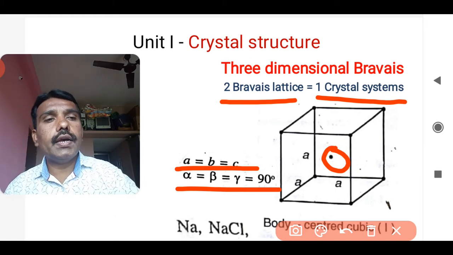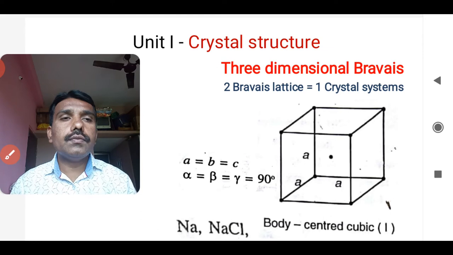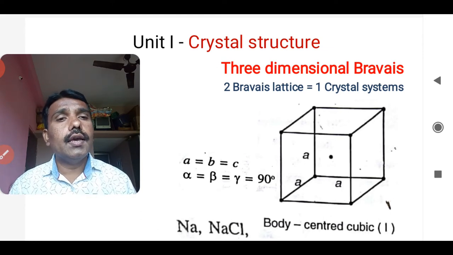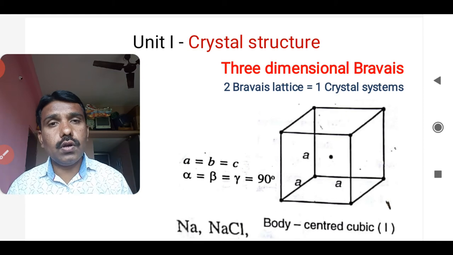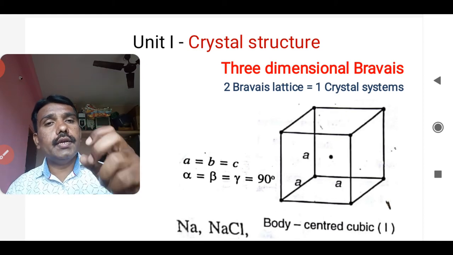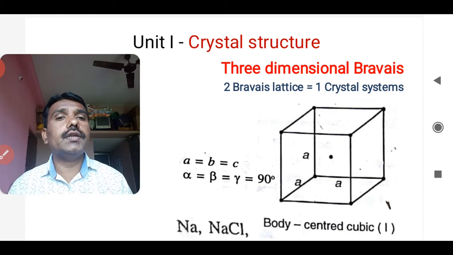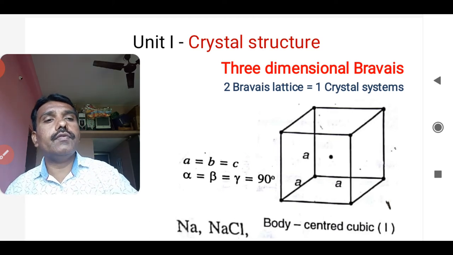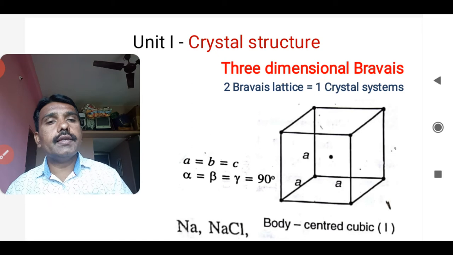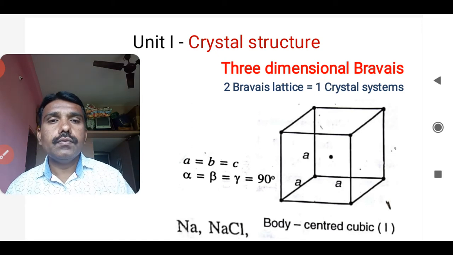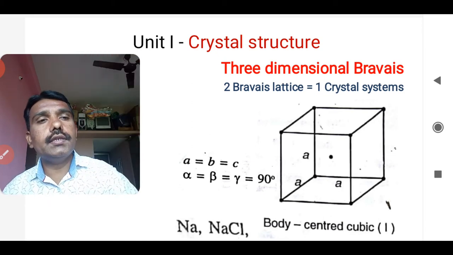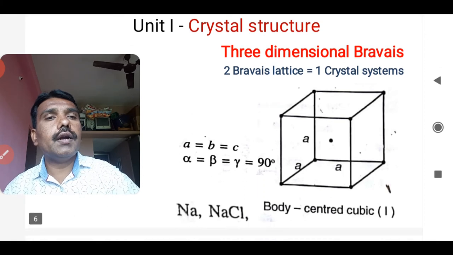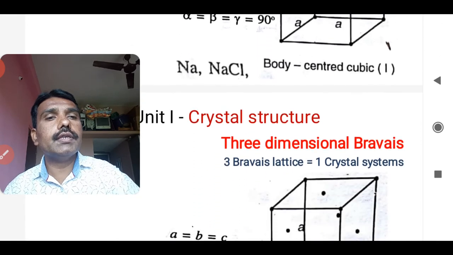That's why such a Bravais lattice, or unit cell, is called body centered, because at the center of the body there is one atom. It is called body centered cubic and is denoted with the symbol I. Examples are Na and NaCl, that is sodium and sodium chloride. Now this is the second Bravais lattice.